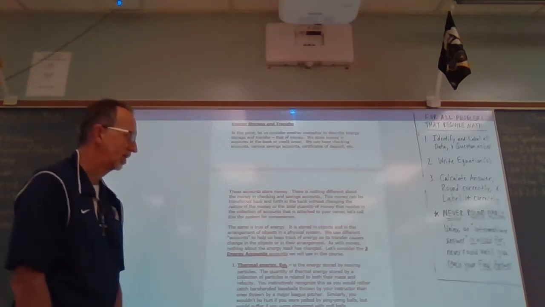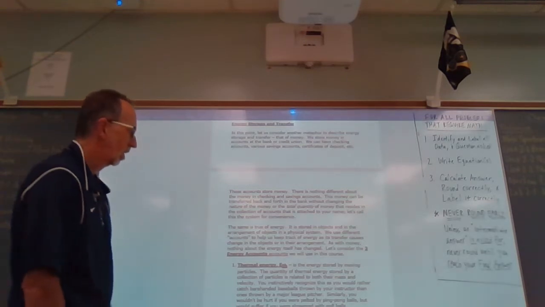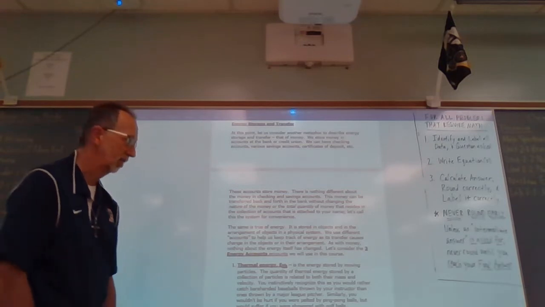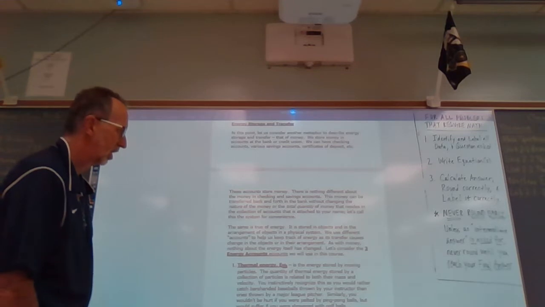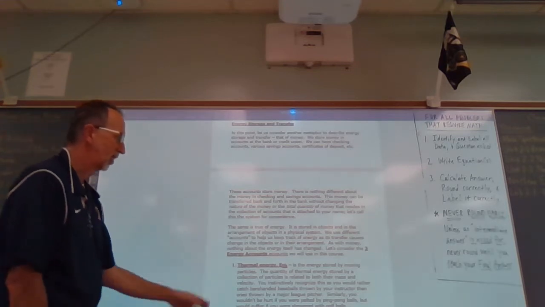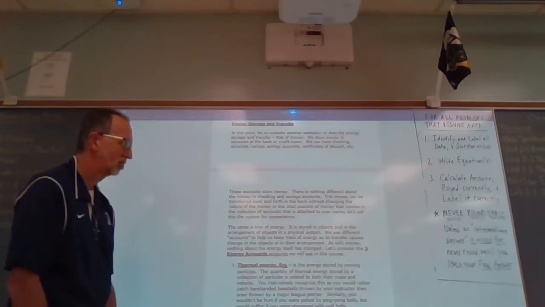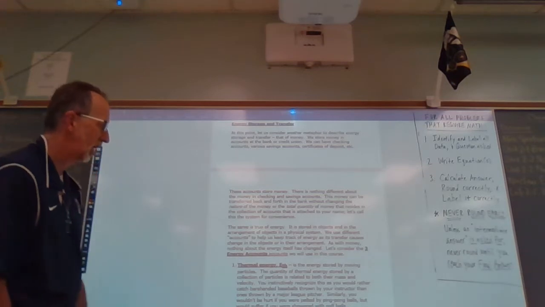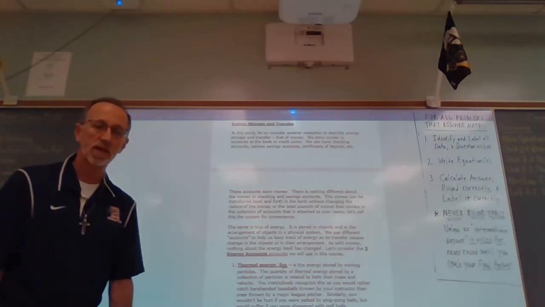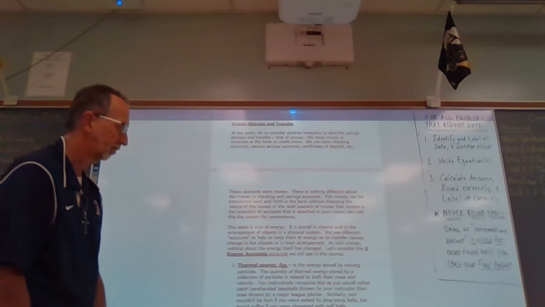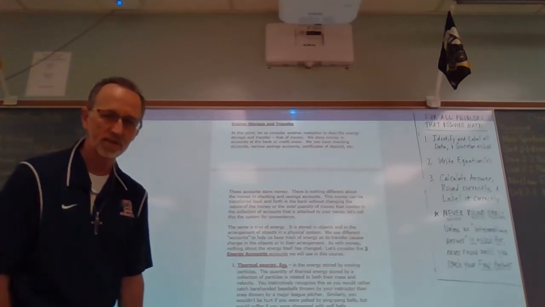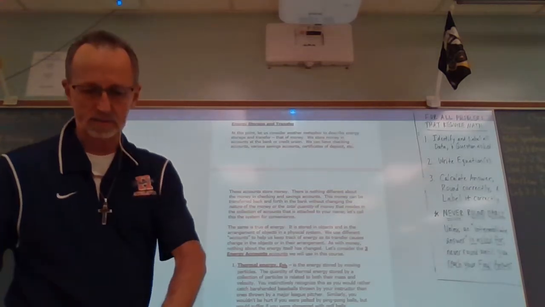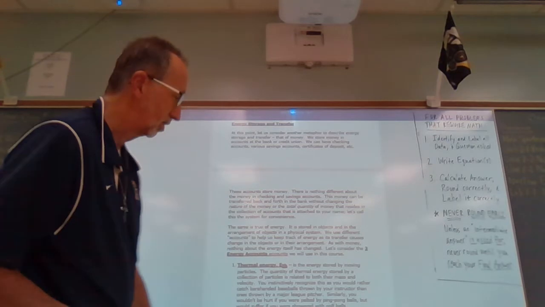So let's just call this the system for convenience. The same exact thing is true of energy. It's stored in objects and in the arrangement of those objects in a physical system. We use different accounts to help us keep track of energy as its transfer causes change in the objects or in their arrangement. As with money, nothing about the energy itself has changed. All right, so let's look at the three energy accounts.